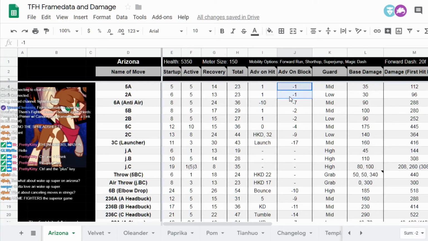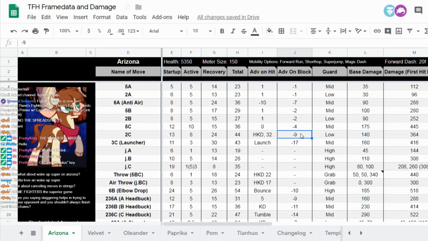And it's important to look at the advantage on block for some normals, so that you can understand when it's safe to reset your pressure, and how bad it is, or how risky it is. Because resetting your pressure off of 5C, for instance, that's borderline punishable. Minus 5 is punishable in this game. Minus 4 is one frame away from being punishable. You're at such a bad spot in that situation. But you can still cancel, and your opponent might be hesitant to challenge.